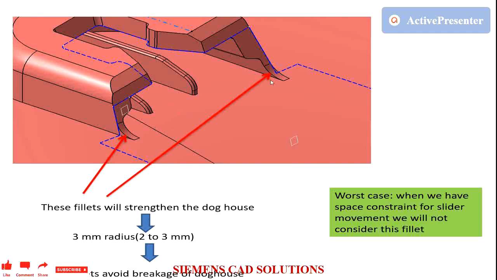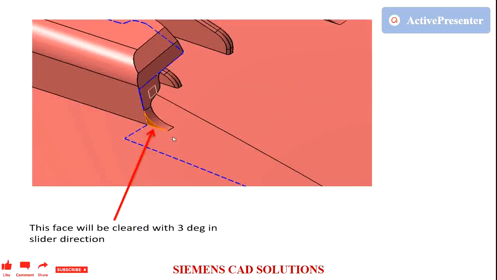In most cases, if you don't have any space or other constraints in that area, at that time we need not have this fillet. For this fillet, we need to provide 3 degree with the slider direction so that it will get cleared in the slider motion itself.